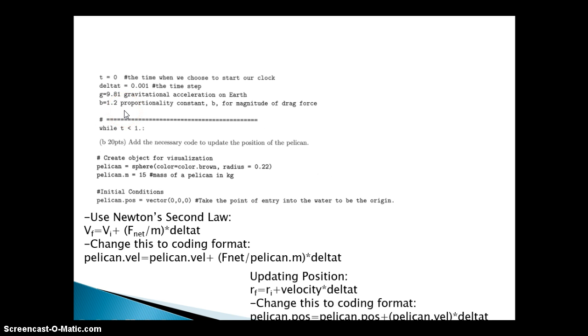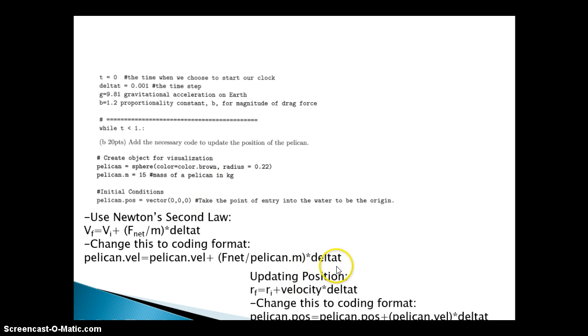In this problem, we have to update the position, so we have to focus on Newton's second law. First of all, we have to find the final velocity. We know in physics class that the final velocity is the initial velocity plus F net divided by the mass times delta t. But now we have to put this in coding. We know the pelican's velocity is pelican.vel. We have to use this the whole problem: pelican.vel equals pelican.vel plus F net divided by pelican.m, times delta t, because it is given right here.